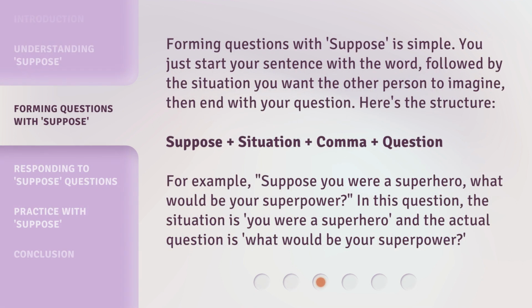Forming questions with suppose is simple. You just start your sentence with the word, followed by the situation you want the other person to imagine, then end with your question. Here's the structure: suppose plus situation plus comma plus question. For example, suppose you were a superhero. What would be your superpower? In this question, the situation is, you were a superhero, and the actual question is, what would be your superpower?